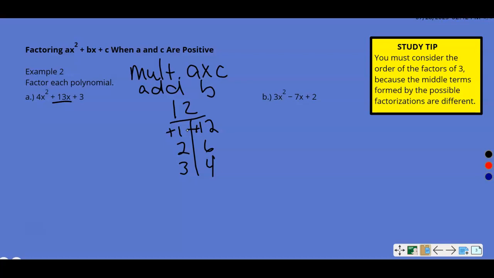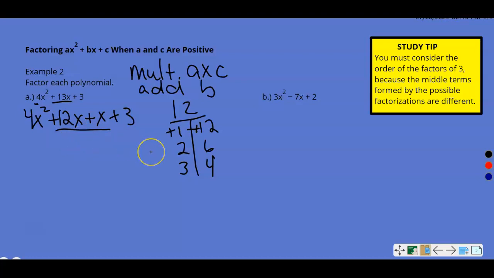Now we can't just stick those in as factors because, again, we have to account for this 4 in the front, the leading coefficient of 4. So I'm going to bring down my 4x squared. I'm going to rewrite my 13x as 1x and 12x. Since 4 and 12 have a common factor, I'm going to put my 12x first. So I've got 12x plus 1x, and then I'm going to bring down my 3. The only thing I did was rewrite my middle term, 13x, as 12x and x, because when I multiply AC, I got 12, and I need to add to get B, which is 13.